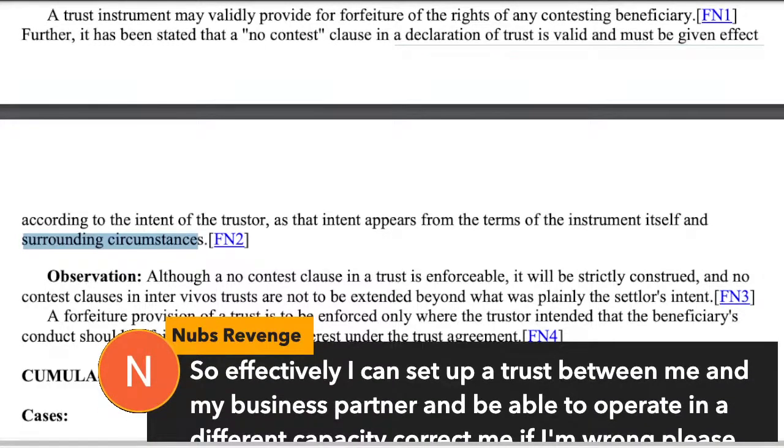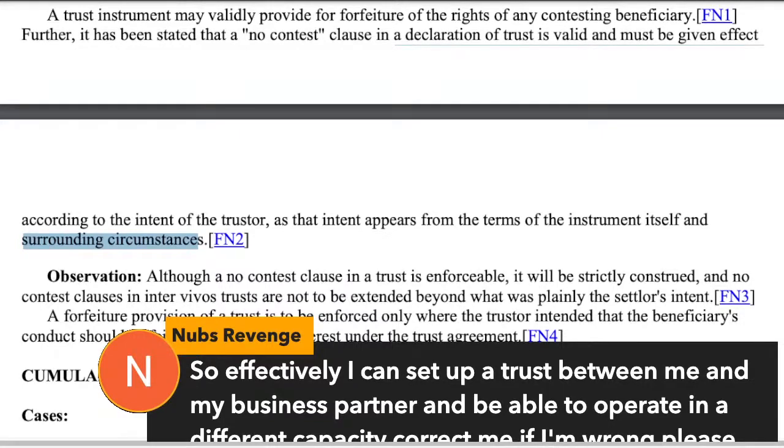Let's see what we get going here. Sorry, it doesn't fully fit on screen, but let me read it out. So effectively, I can set up a trust between me and my business partner and be able to operate in a different capacity. Correct me if I'm wrong, please. I believe if it's a lawful purpose and it's structured within the terms of the trust, I don't know enough about it to tell you, but it seems to me that there's nothing that would prevent you from doing that. I would look into it deeper.